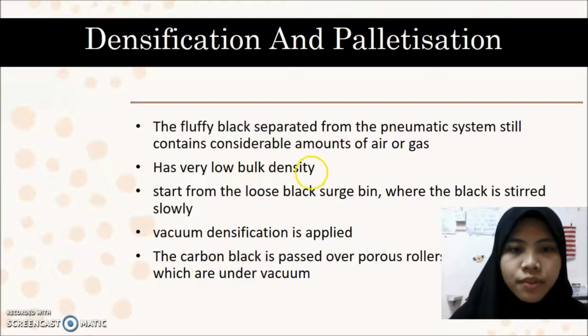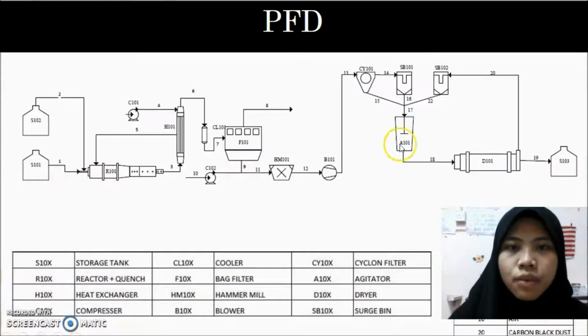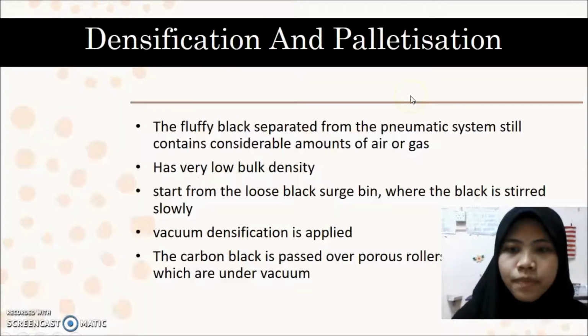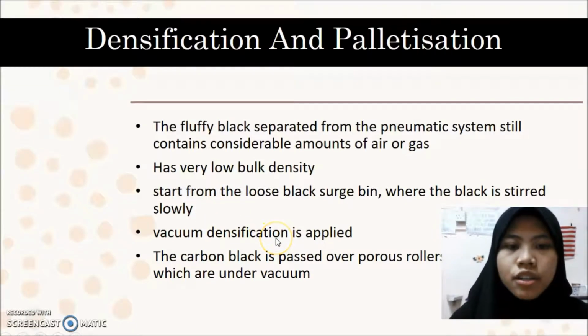The densification process starts from the loose black surge bin, where, from the process flow diagram, the carbon black enters the surge bin here, where the black is stirred slowly. Various densification processes are used in the manufacturing of carbon black pellets and include vacuum rollers, spin pelletizers, and stirred tanks. In this case, vacuum densification is applied as it is the most controlled form of densification of the powder black.